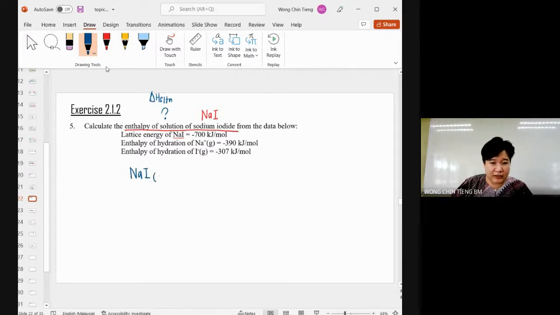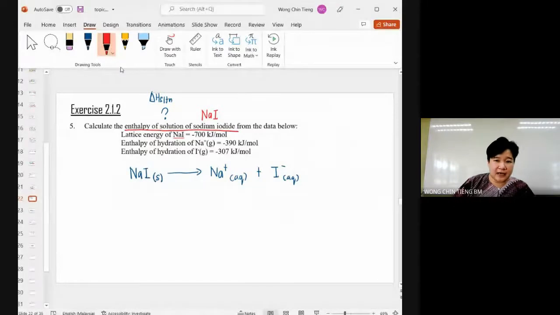NaI solid forming solution. So Na plus aqueous, sebab yang saya nak adalah solution, aqueous. So macam biasa, letaklah label apa yang saya nak tu. Solution, this is what I want. Label. Okay, tak ada value. Tak payah letak value sebab saya tak tahu.